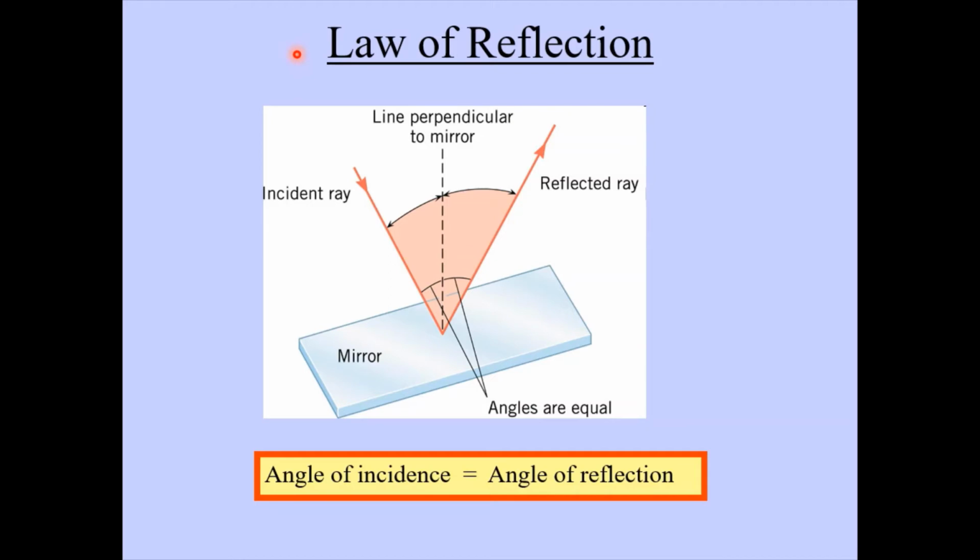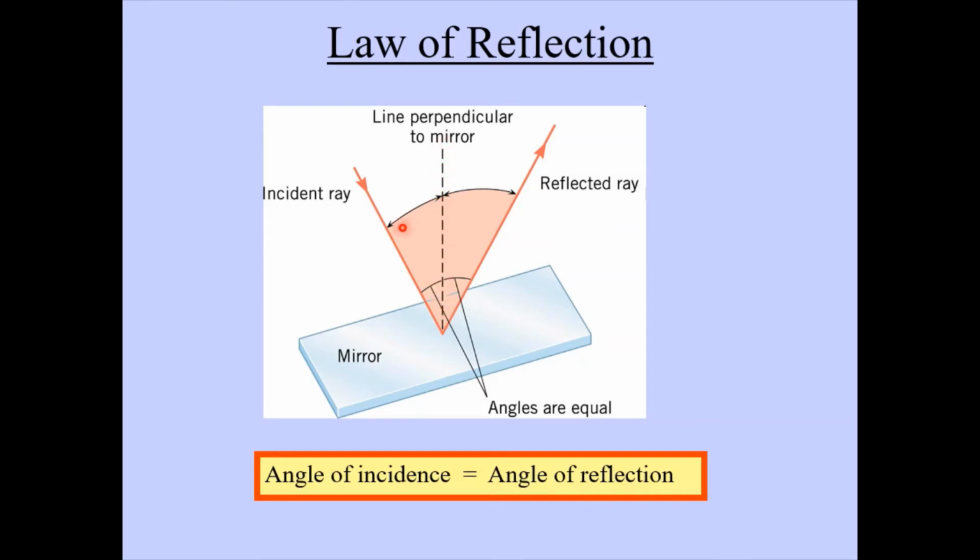Reflection obeys a very simple law called the law of reflection, and the law of reflection says that the angle of incidence is equal to the angle of reflection. What do we mean by that? Well, let's say we have a mirror here laying flat on the floor. Let's imagine this perpendicular line coming straight up off of the mirror. If we were to take a flashlight or a laser pointer and point it down here, this angle right here is called the angle of incidence. This is the angle with respect to this perpendicular line.